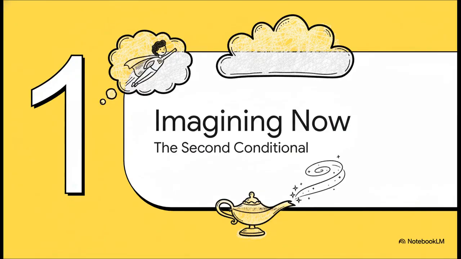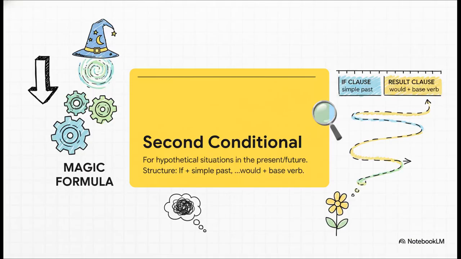This is your go-to for talking about stuff that isn't true right now, but you can imagine it. You know, for daydreams, hypotheticals, all that fun stuff. Here's the basic formula. Your if part uses the simple past tense, and the result part uses would plus the main verb. It might sound a little technical, but I promise, it's super simple once you see it in action.